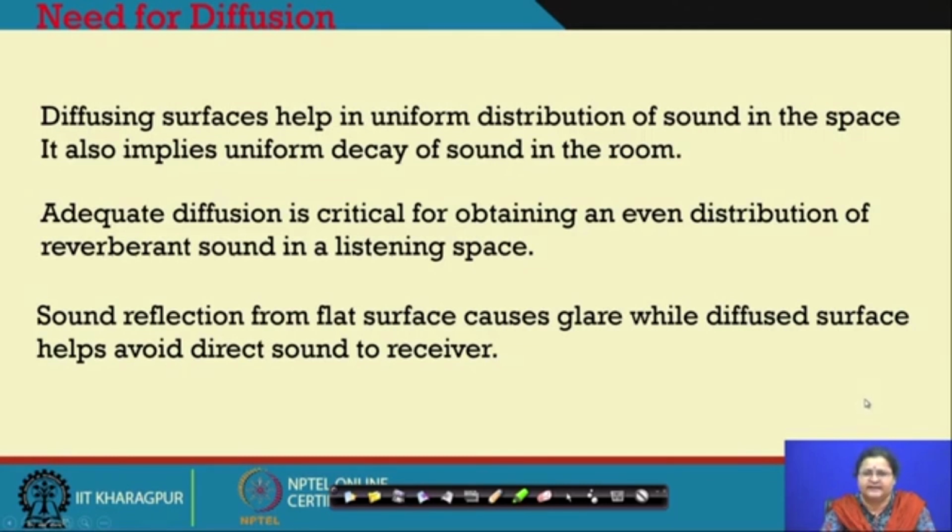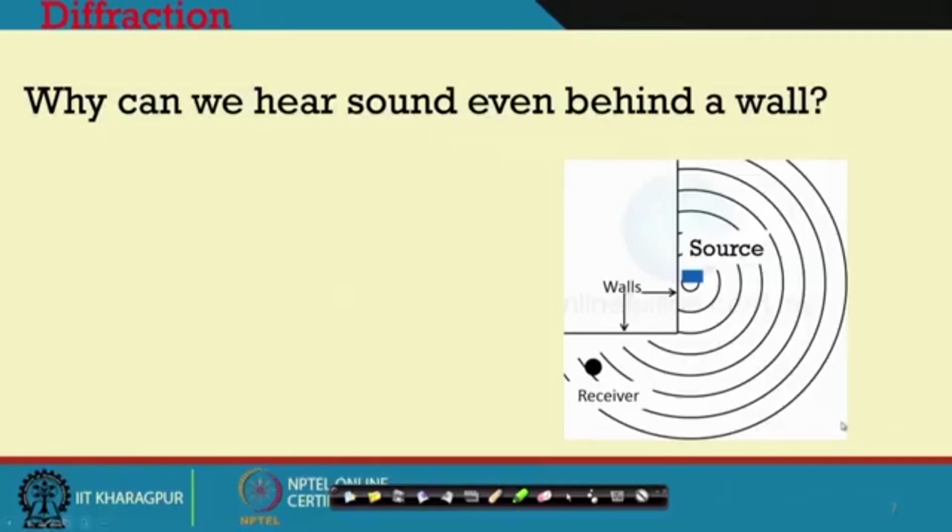So, that is one part, and the other part is what I told you. You have to be very careful regarding the dimensions of the diffused surfaces, so that larger frequencies do not get reflected directly, whereas other frequencies are diffused within the space. That will create an annoyance. We will come to the thumb rules for that after we discuss diffraction. So, we move to diffraction.